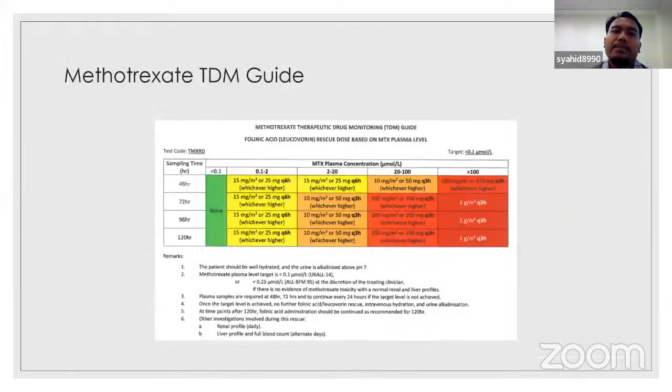Alright, this is a methotrexate TDM guide that our hospital endorsed last year. So based on sampling time and MTX plasma concentration, we will continue the folic acid according to the level. Okay.